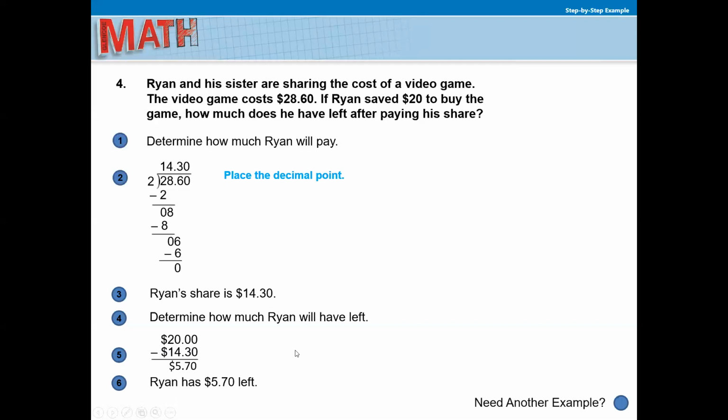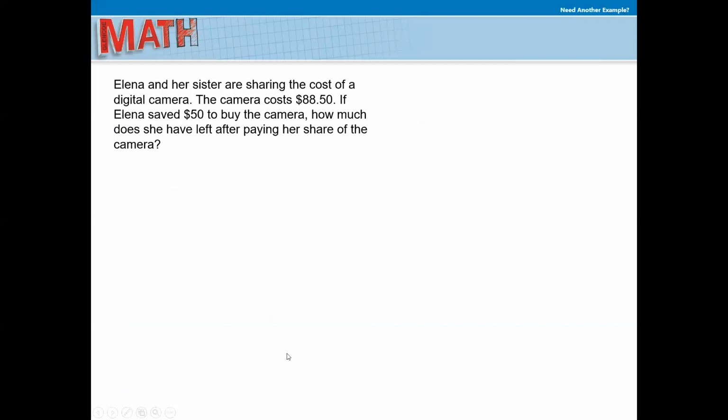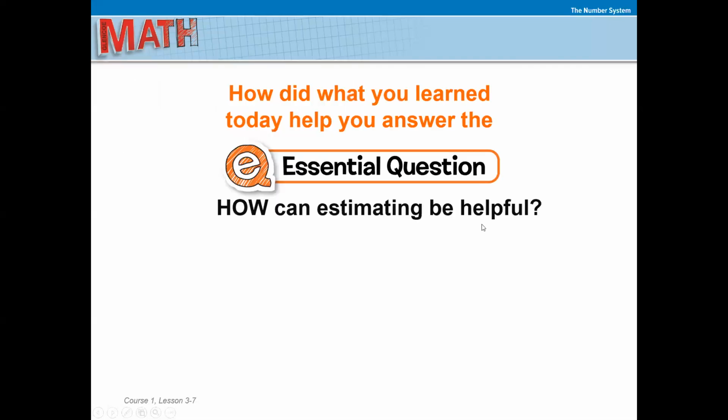Here's another example. Elena and her sister are sharing the cost of a digital camera. The camera cost $88.50. If Elena saved $50 to buy the camera, how much does she have left after paying her share of the camera? Press pause. Show me all your work in your math notebook. Press play when you're ready to continue.